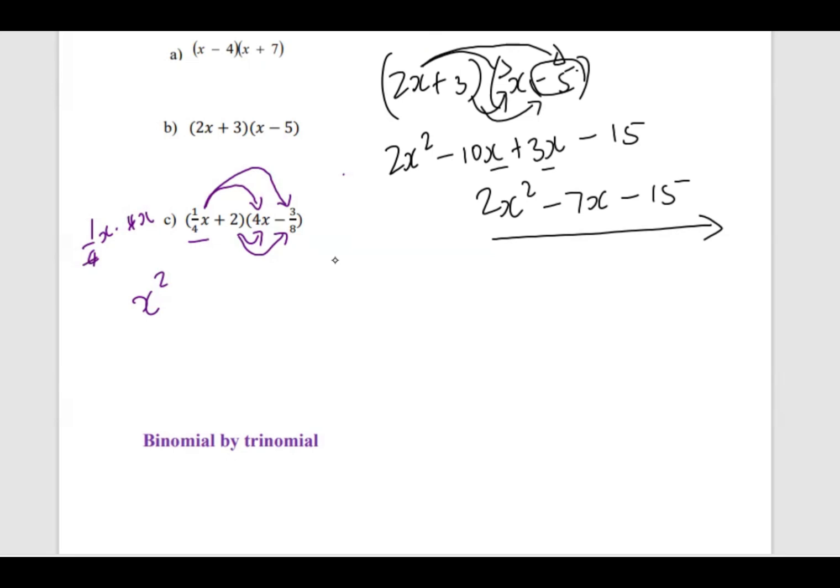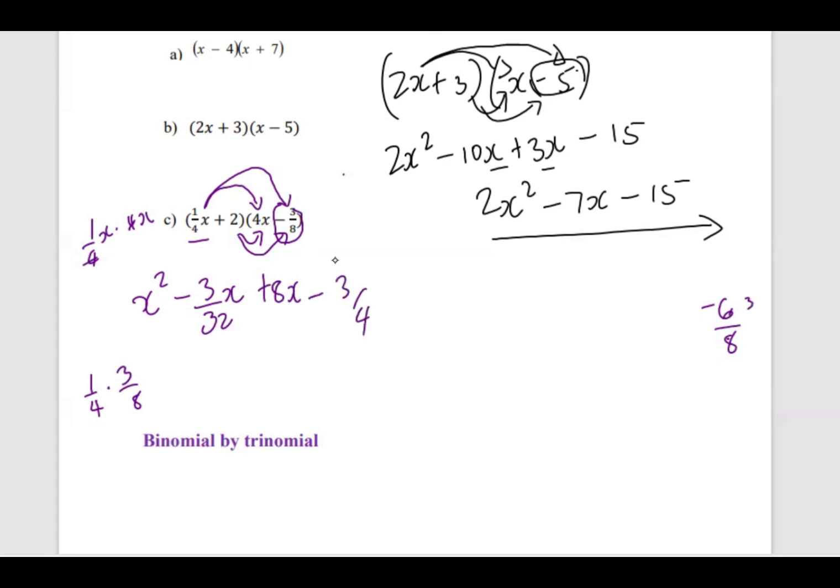Then a quarter x multiplied by negative 3 over 8. So that becomes negative 3 over 32x. I mean, when you multiply fractions, it's just straightforward. Yeah? So 1 times 3 is 3, 4 times 8 should be 32. Then 2 times 4, that's going to be 8x. And then this 2 multiplied by that, that's going to be negative 6 over 8, which is negative 3 over 4.